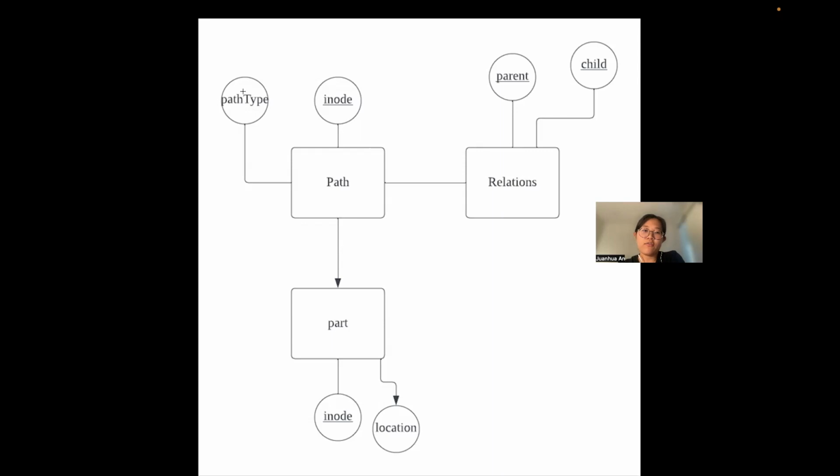If the path is the file type, it will also have the part. Part is short for partitions. In the partitions, it will store the inode of this path, also with the locations of the other partitions. For example, restaurants.csv will be partitioned into 2, and the locations of the partitions of restaurant will be stored in this part.